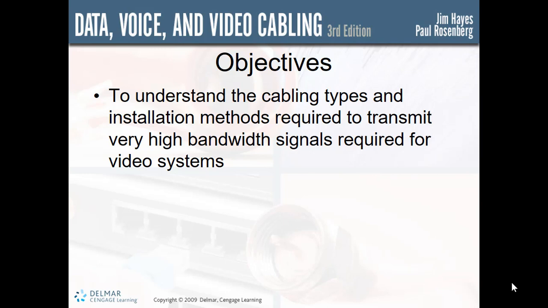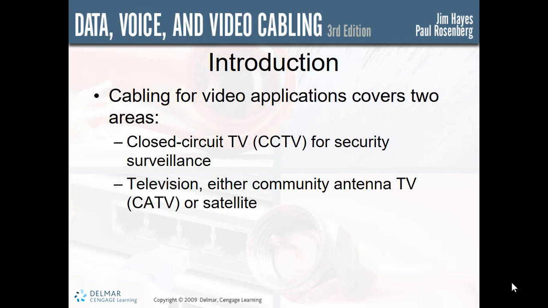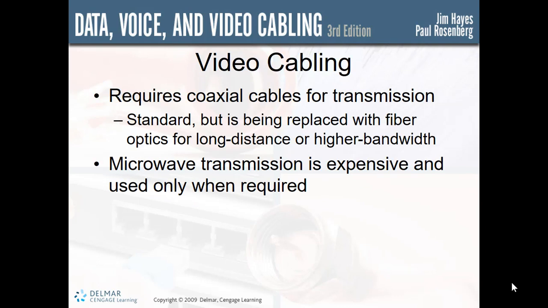Television can be either cable TV, which stands for community antenna TV, or satellite. Both cable TV and satellite are used to distribute television signals. Both CCTV and television use similar cabling and installation techniques. So we're going to be talking about these two types. The video cabling itself, okay?